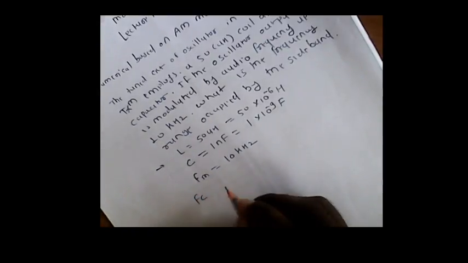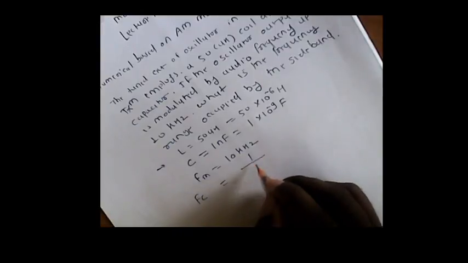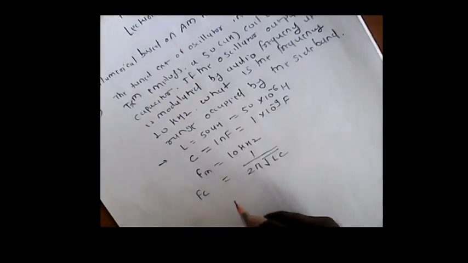So we will first calculate the carrier frequency. Fc is equal to, we know that, 1/2π√(LC). So we put the values: 1/2π√(5×10⁻⁵ × 1×10⁻⁹). So we get, after solving, 7.12 kilohertz.